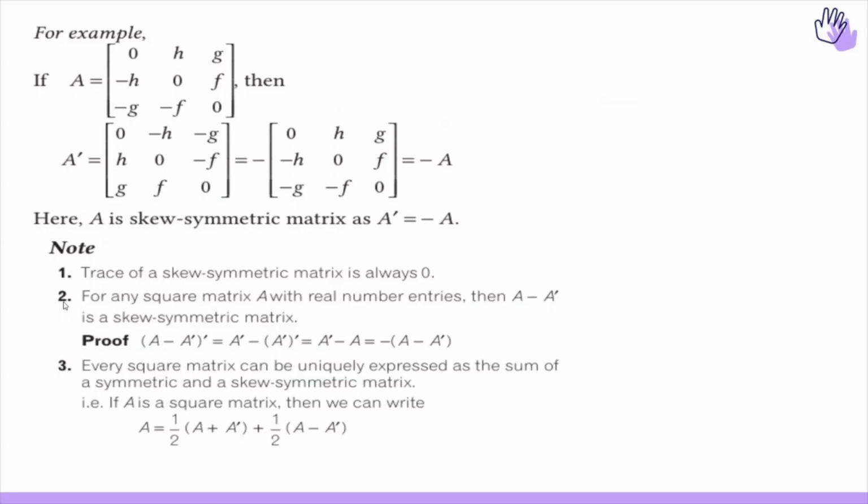What is A plus A bar? It is a symmetric matrix. We have already discussed that A plus A bar will always be a symmetric matrix, and A minus A bar will always be a skew symmetric matrix.